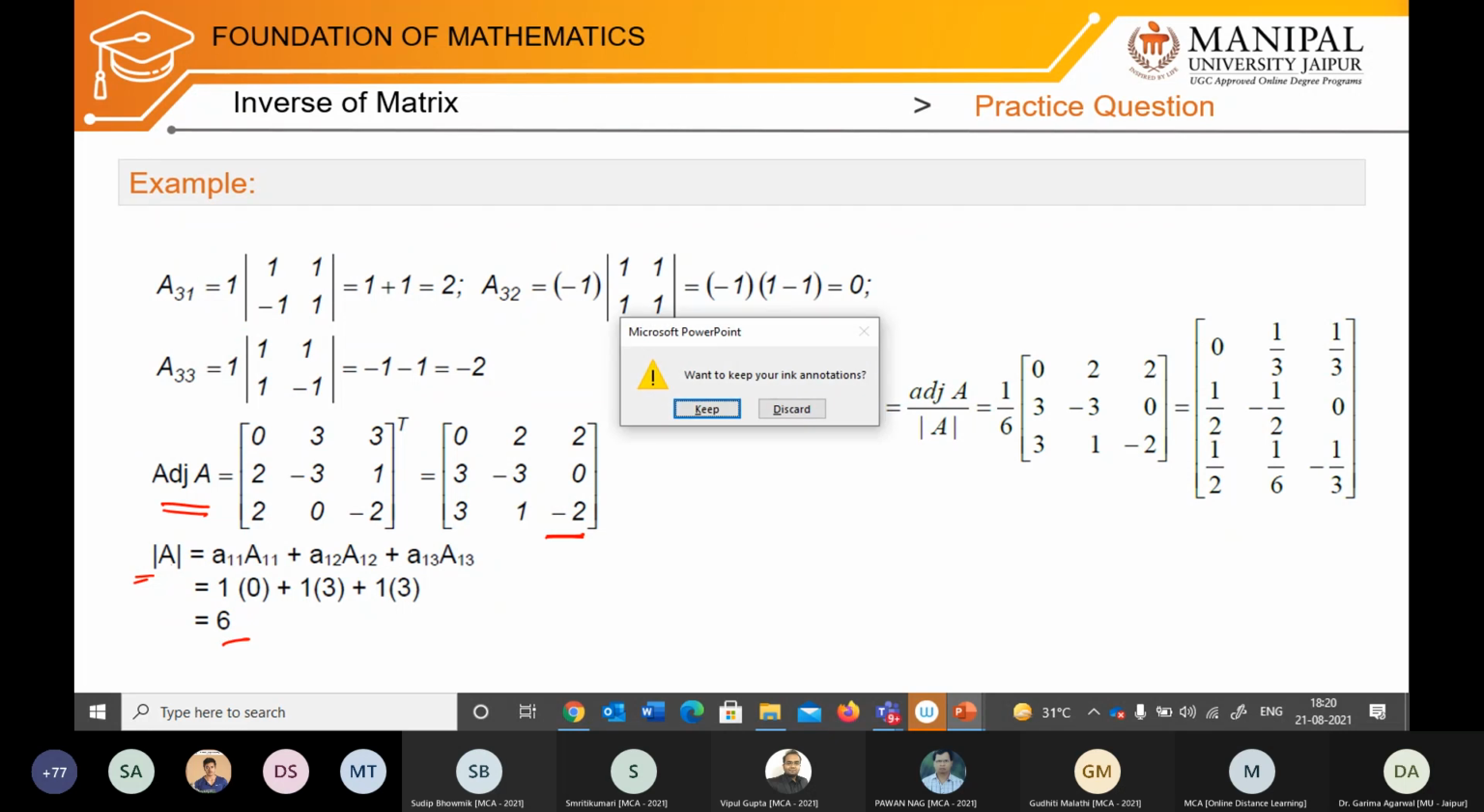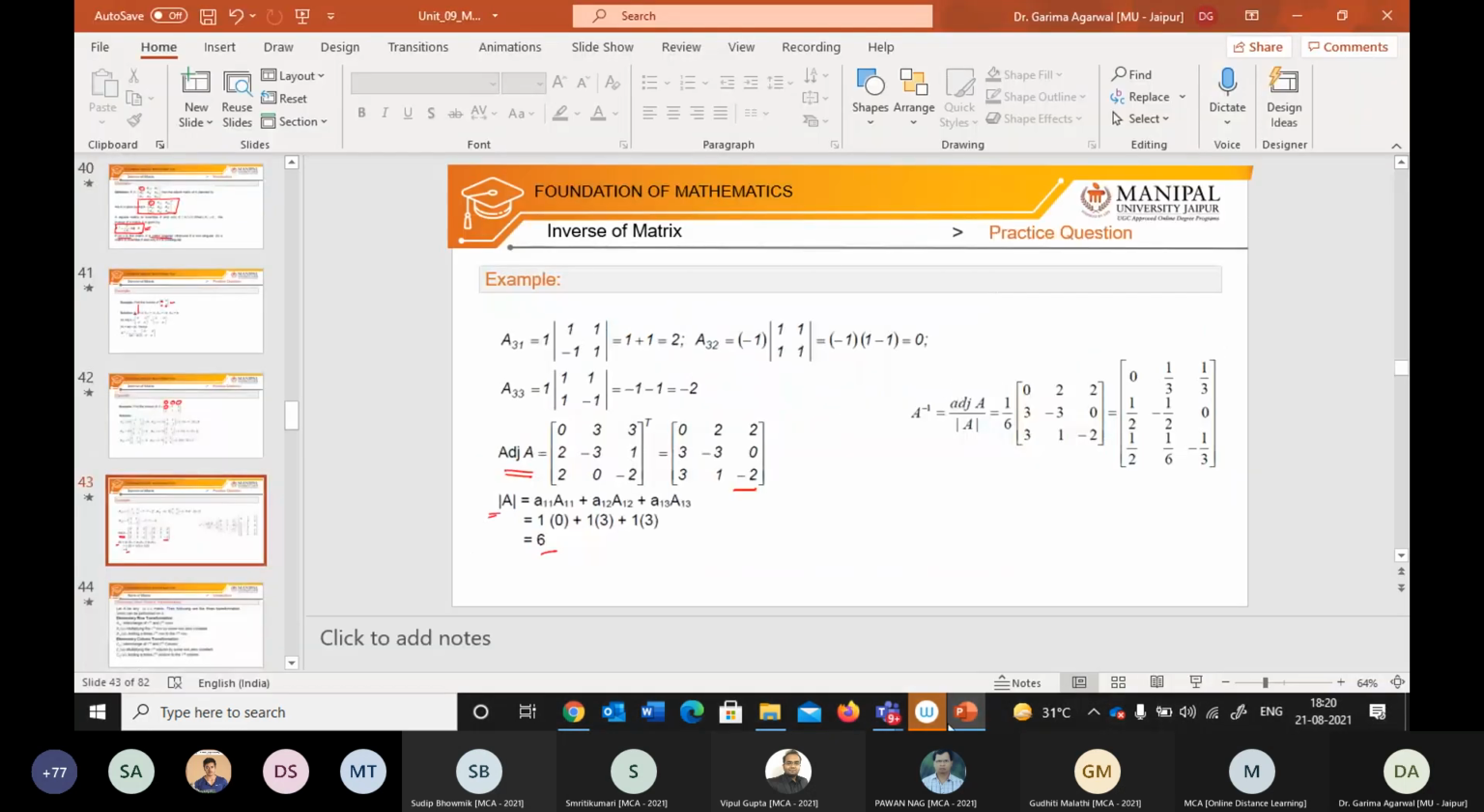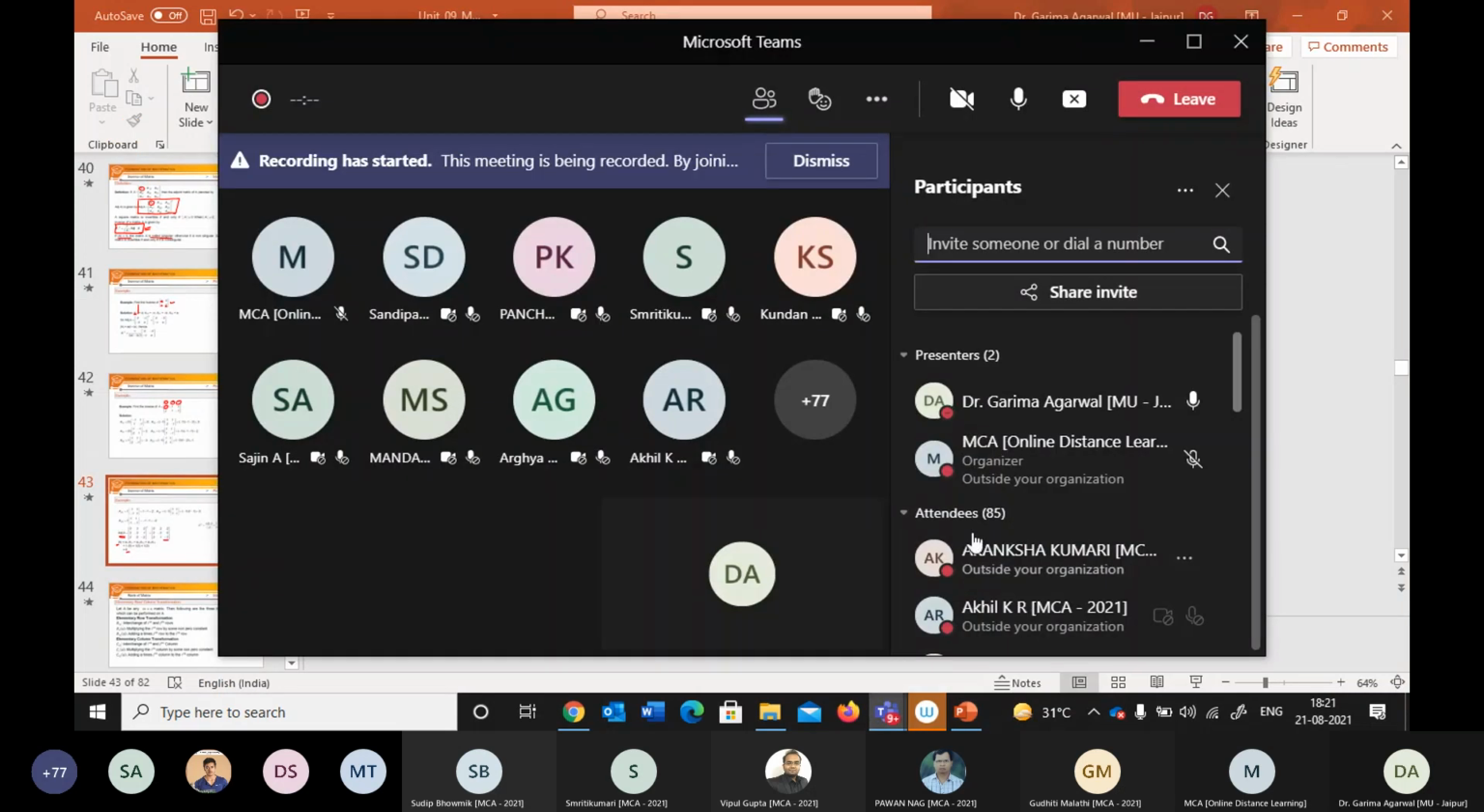If there is any query related to inverse of matrix, please let me know. Please raise your hand if you have any problem related to inverse of matrix. Okay, fine.